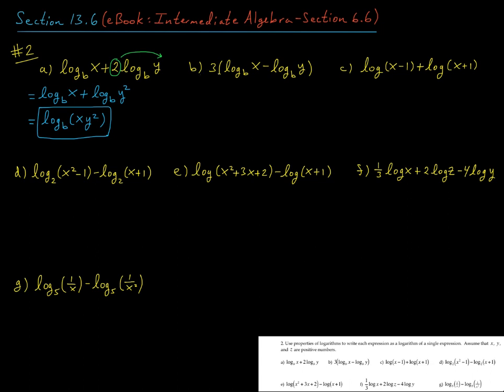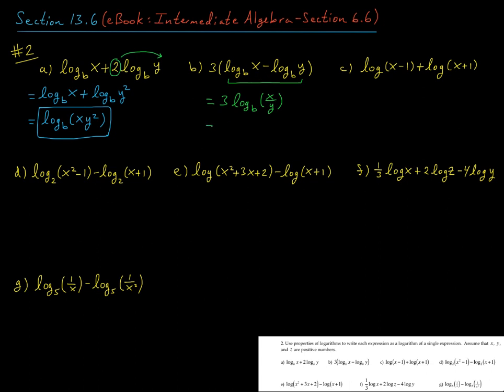Okay. B, we have 3 times the quantity log base b of x minus log base b of y. So here, notice inside parentheses, I have a difference of logarithms. So I can go ahead and combine those as the log base b of the quotient of x over y. And since this 3 is multiplying that difference, this 3 will just be multiplying this logarithm of our quotient, right? So this is just quotient to difference, okay?